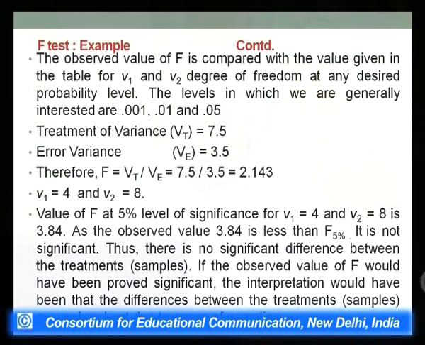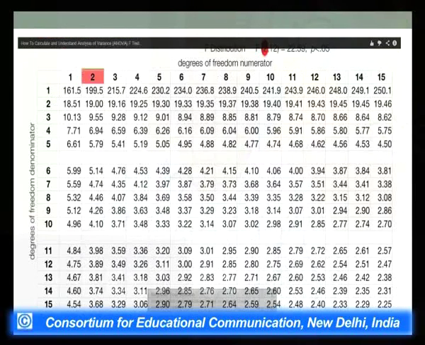Samples are not different. If the observed value had proved significant, then the interpretation would have been that the differences between the treatments are real and not due to errors of sampling. So this analysis of variance really helps us in knowing the variance between the number of samples which we have drawn and errors which might have crept in while drawing the sample. That is the interesting part of the analysis of variance table.